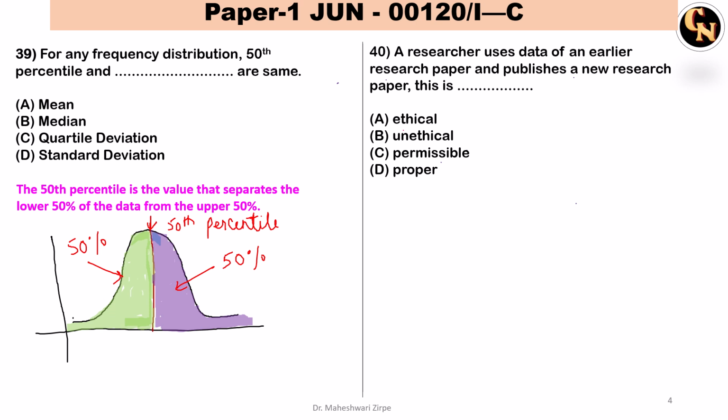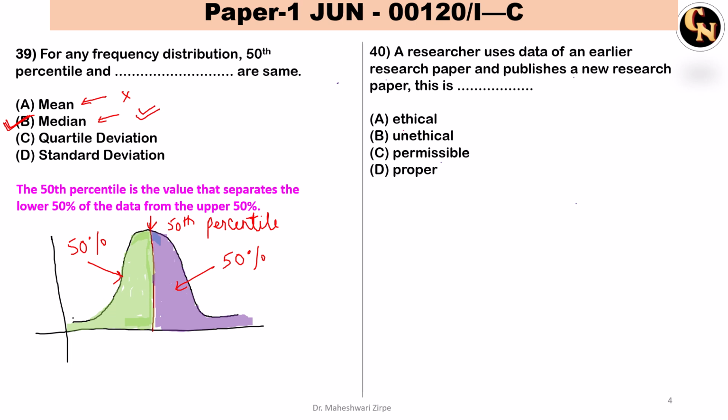Now 50th percentile, with the graph you can see that it is exactly the center, the middle part. So mean, is it a middle part? No. Median, yes, median is a center. Median is nothing but what? Center of whatever distribution is given to us. Median indicates center. So your correct option is B. For any frequency distribution, 50th percentile and the median are the same.